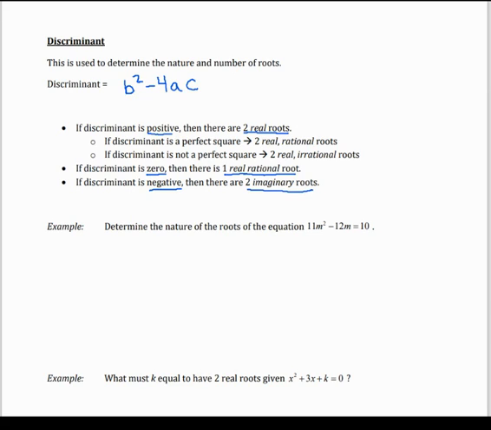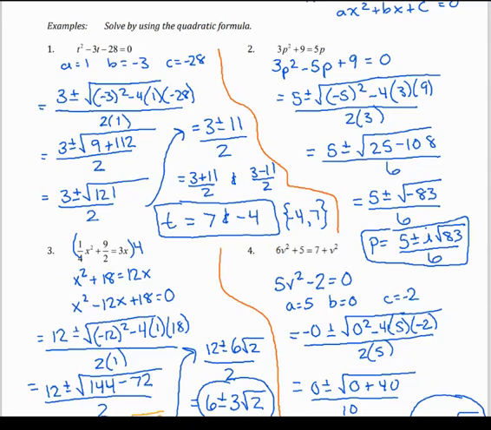Now, let's go back to if it's positive. If it's positive, we get 2 real roots, but they could either be rational or irrational. If that discriminant is a perfect square, it'll come out as rational roots. But if it's not a perfect square, it'll be irrational. Okay, so that's like 1 and 3.